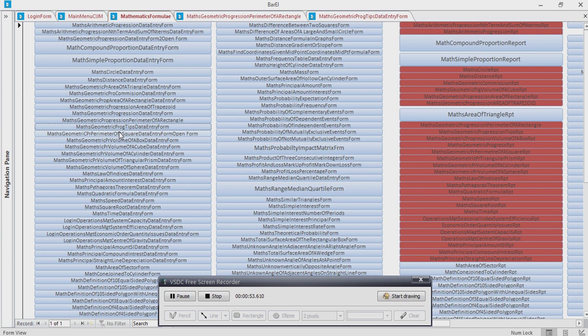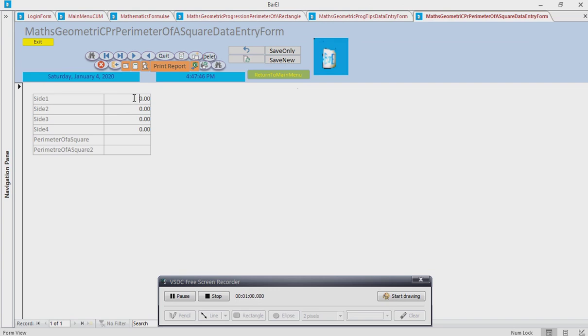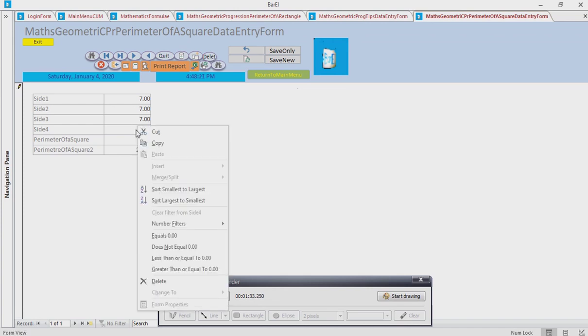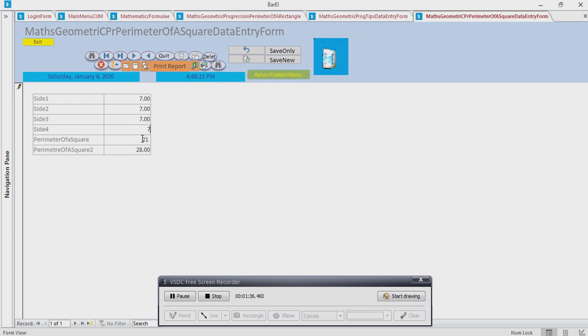To find the perimeter of a square, let's say the side is 7, then it's 28, or you can find that by summation. It's 28.